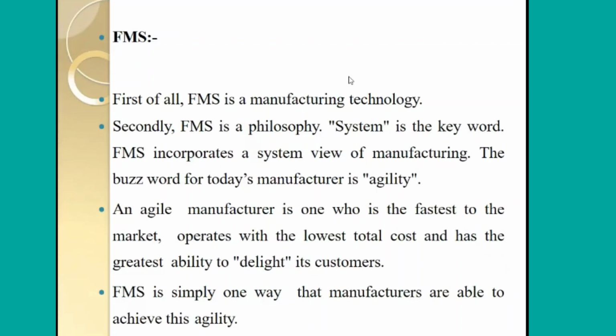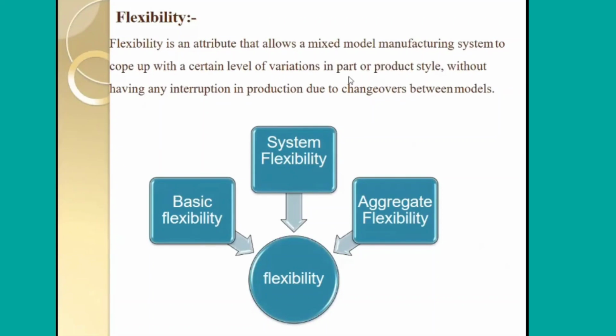Since FMS is a manufacturing technology, the system is referred to by agility. Agility is nothing but an agile manufacturer is one who is first to the market, operates with low total cost, and delivers the product in a very fast manner. The next one is flexibility. Here the flexibility is comprised of three categories: basic flexibility, system flexibility, and aggregate flexibility.